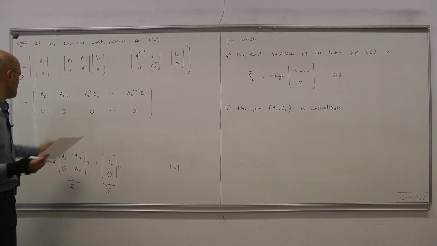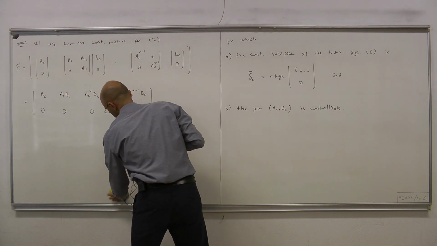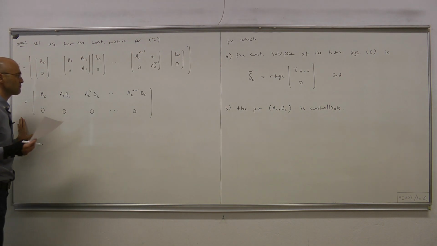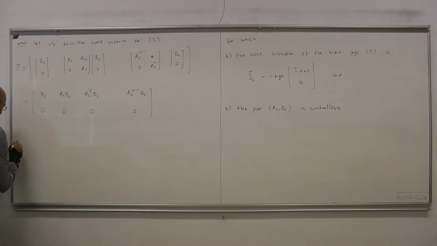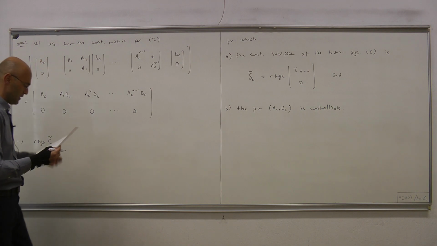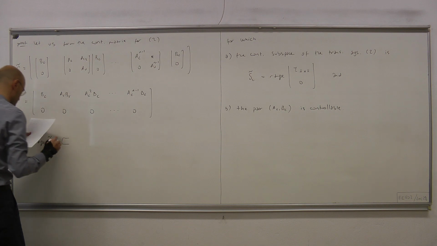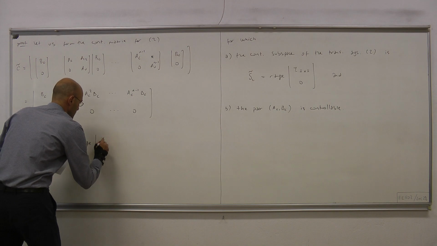So this form immediately tells us that it puts an upper bound on the dimension of the controllable subspace. Furthermore, we can say that the range space of the controllable matrix C tilde must necessarily be a subset of the range space of this matrix.